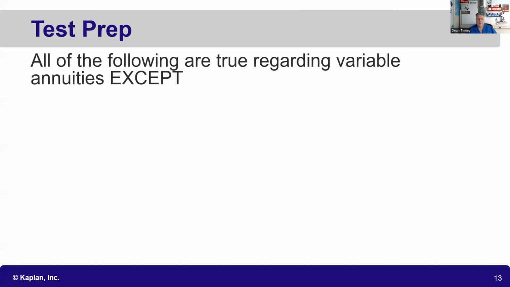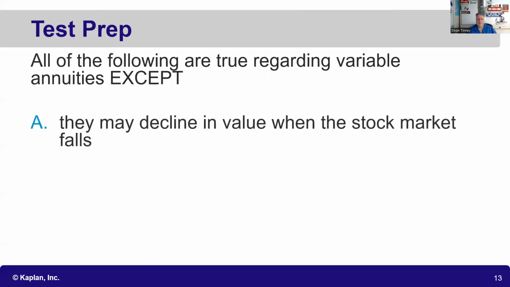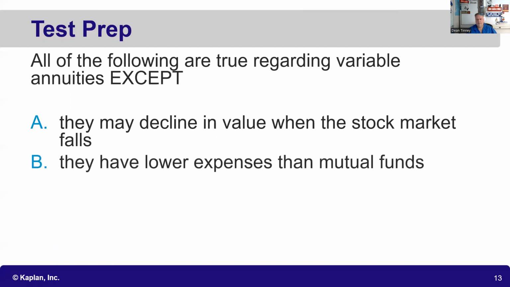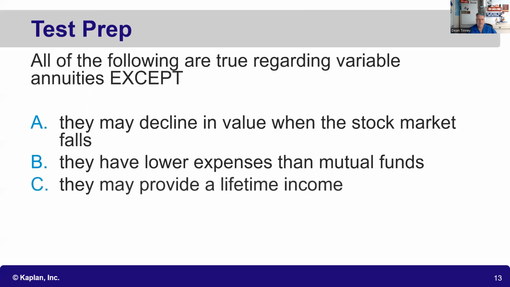All the following are true regarding variable annuities, except: they may decline in value when the stock market falls; they have lower expenses; and they do not have lower expenses, right? Because you have both the securities product and you also have that insurance wrapper. And so that is not true. That's a wonderful thing about a variable annuity. When you annuitize, you can turn it into an income stream that you can't outlive. That's pretty cool.